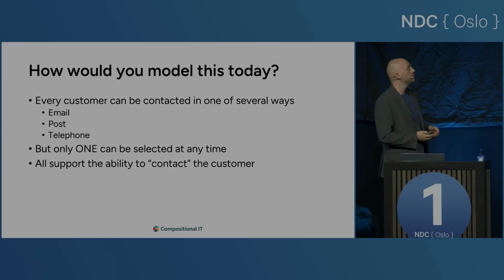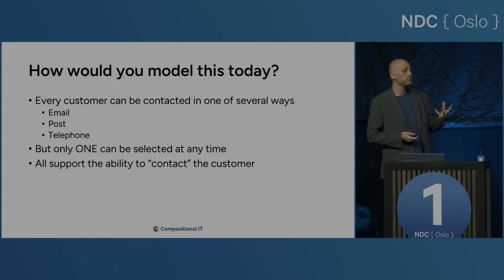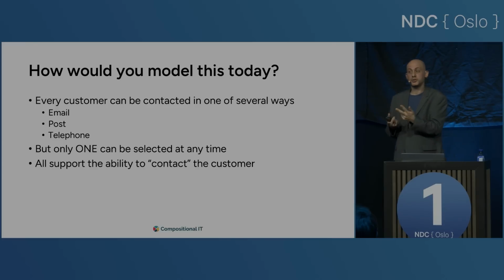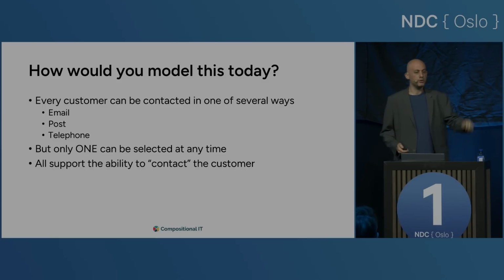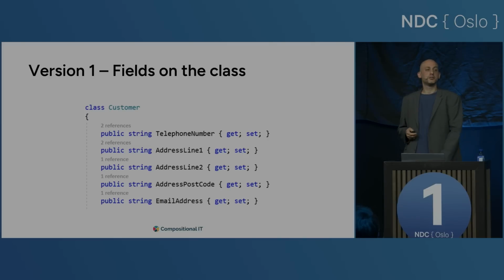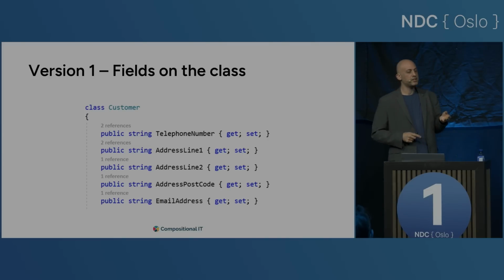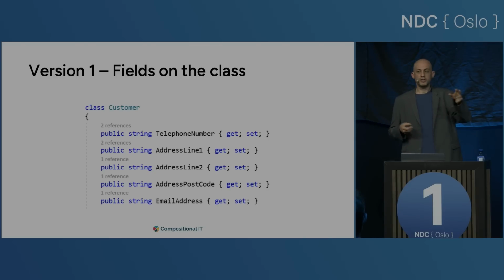So just to give you an example, let's say we had a customer we wanted to model in C#, and they've got a contact method. And the contact method is either email or post or telephone, but only one can be selected at any one time. And you need to be able to contact them. So I can either contact by email, contact by post, or contact by telephone. I've asked this question dozens of times, and every time, this is basically the answer I end up with, which is, well, you put all the fields on your class: the telephone number, the address, and the email address. And you set the ones to null that you're not using, and the ones that you are using, you fill in.